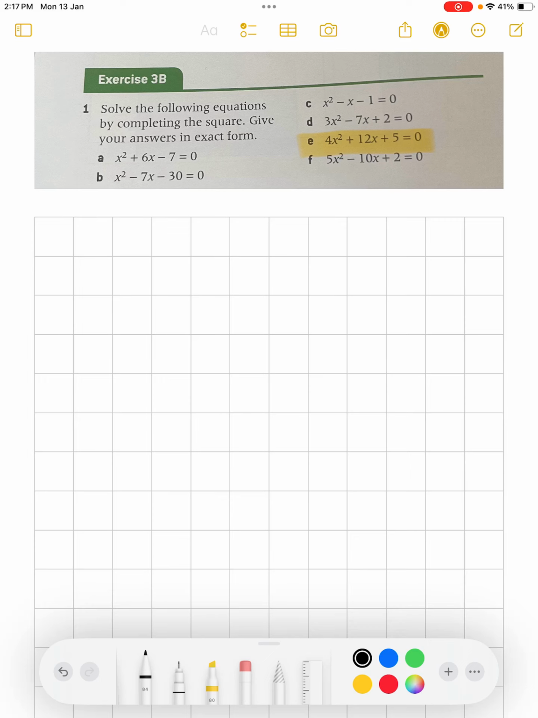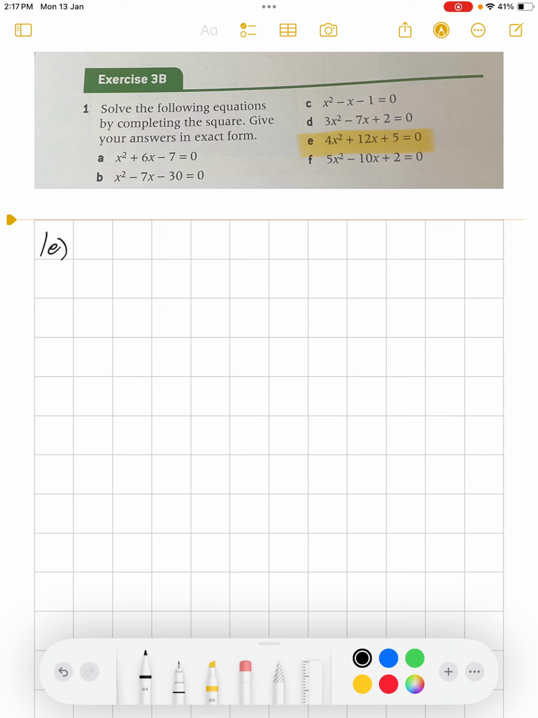Well, thank you for joining me on exercise 3b. I'm going to be looking at question 1e. This is to solve the following equations by completing the square. Give your answer in the exact form. That's using square root signs. Don't give your answer as decimals.